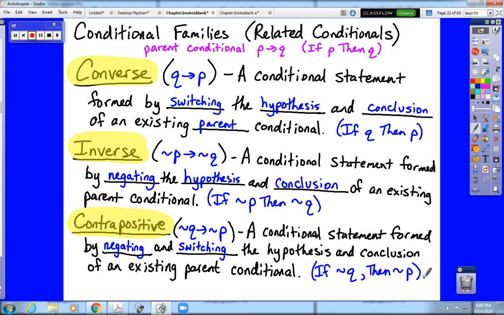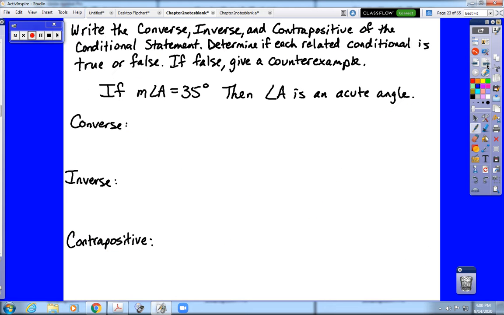Okay, so let's look at an example here. Here are some rather convoluted directions. Write the converse, inverse, and contrapositive of the conditional statement. Determine if each related conditional is true or false, and if it's false, give a counterexample. So we have three things we need to do here. Write out the converse, inverse, and contrapositive in words and symbols. Then we are going to judge the truth value of each of these three statements, the converse, the inverse, and the contrapositive. And then finally, any that we declare false, we have to provide a counterexample.